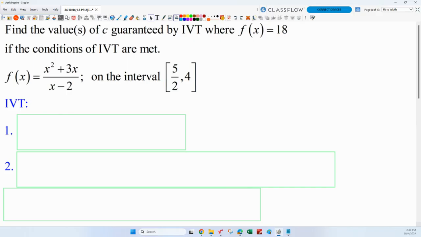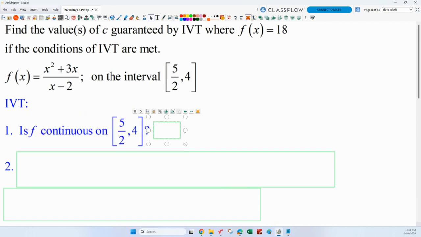Okay, how about this one? First of all, do we meet the requirements? Is the function continuous on this interval? Yeah, because 0 is +2. Where's the only place where it's discontinuous? At 2. Is 2 inside or outside that interval? Okay, we're good, right? Even though this is a discontinuous function someplace, it's continuous on the interval that we're inspecting, right? So we're good.